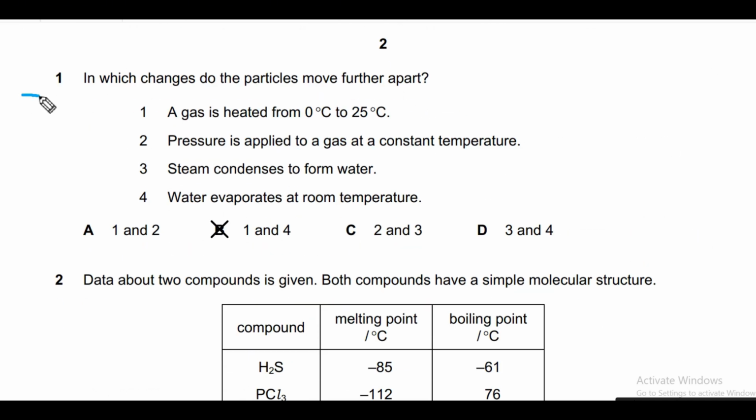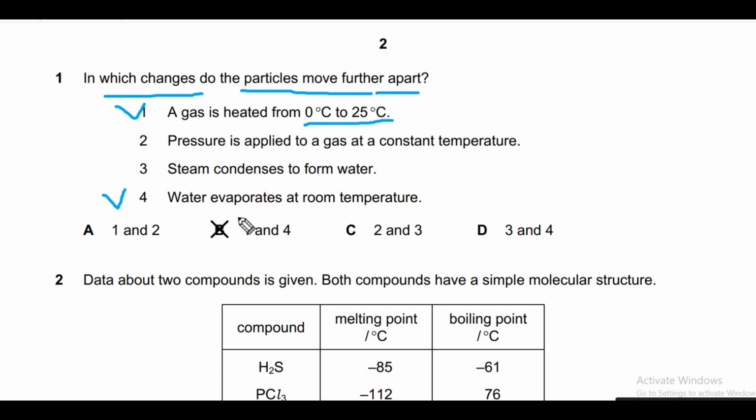Number 1. In which changes do the particles move further apart? 1 and 4 is the correct answer. A gas heated from 0 degree centigrade to 25 degree centigrade. Yes, if you give heat, gas particles go far away. So the question is asking, in which changes do the particles move further apart? Increasing temperature, particles move further apart. And also 4 is right answer.